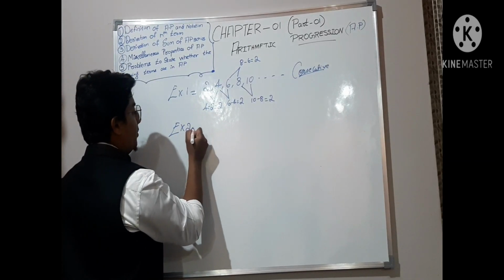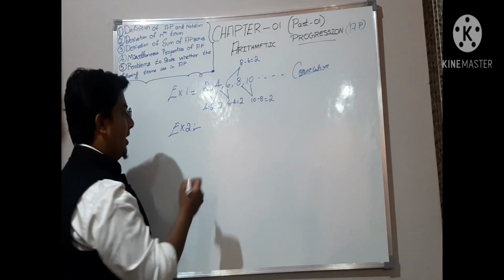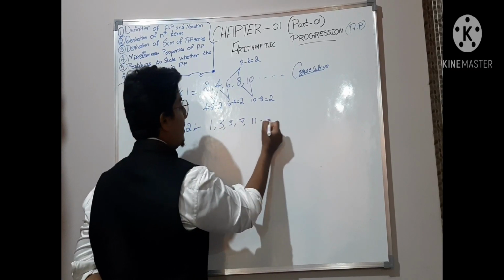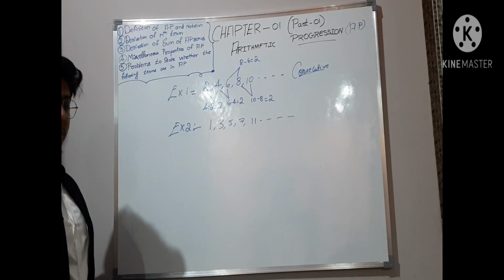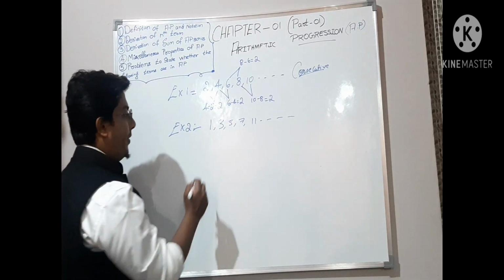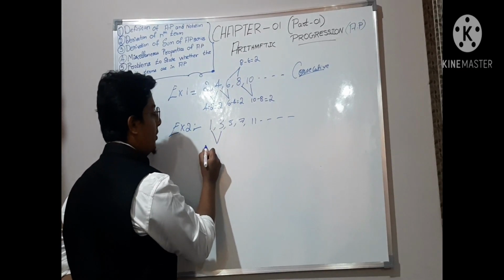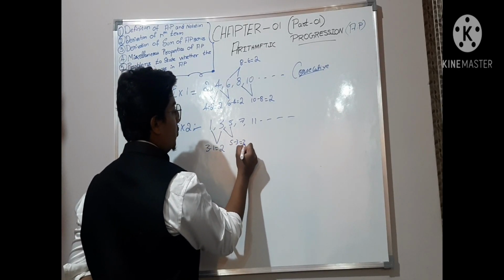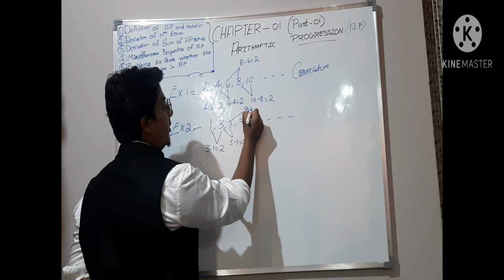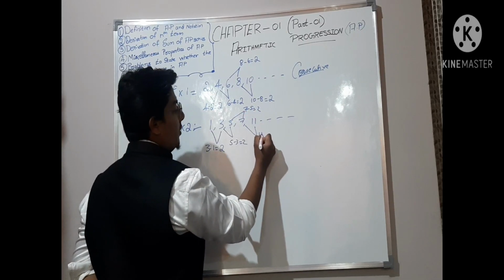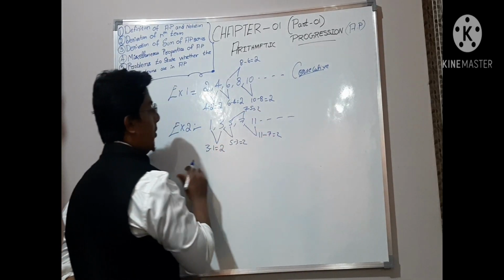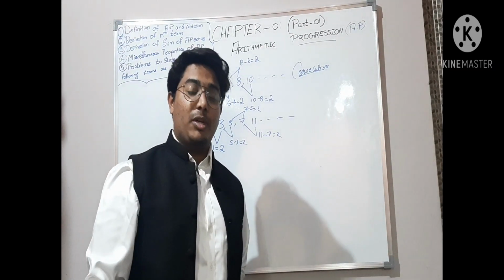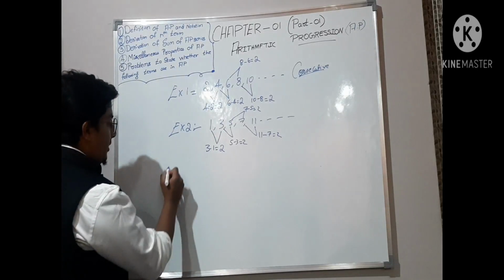In example 2, we will take odd numbers 1, 3, 5, 7, 9, etc. As per the definition, the difference between two consecutive terms, 3 minus 1, is 2. The difference between consecutive terms, 5 minus 3, is 2. The difference between consecutive terms, 7 minus 5, is 2. The difference between consecutive terms, 9 minus 7, is 2. Here also the 2 remains constant throughout the series, and this is also an example of an arithmetic progression series. Consider example 3.